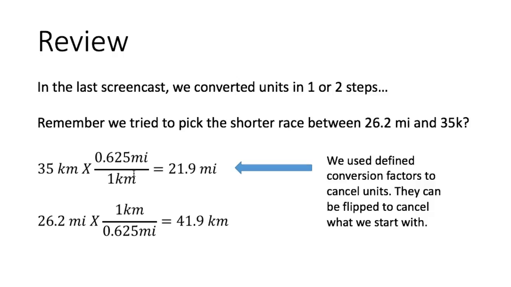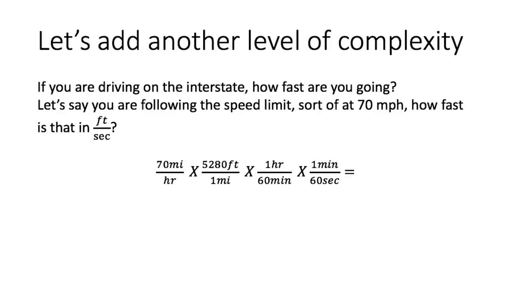And we talked about the fact that we could have 0.625 miles over 1 kilometer, or we could have 1 kilometer over 0.625 miles. We could set that fraction up either way depending on how we needed to cancel our units. So now we're going to add another level of complexity.